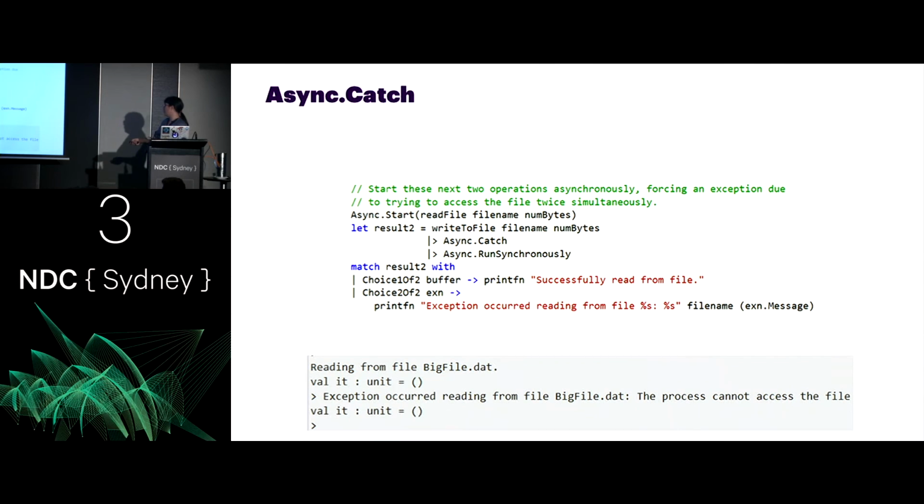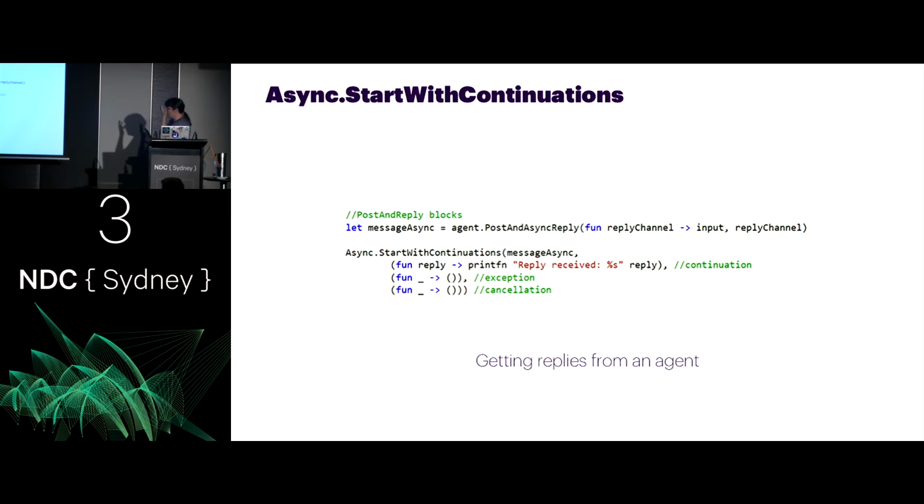An exception occurred reading from this file. You can't access it. So first we call read file, and then immediately we call write to file, and we use an async catch and then an async run synchronously. There are two options: either it successfully worked, which happens actually in most cases, or there is an exception because it went too quickly. But this is a good, quick way of handling an exception from an async workflow. So, async start with continuations.